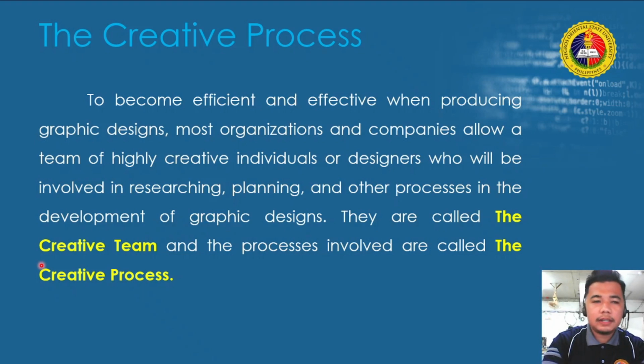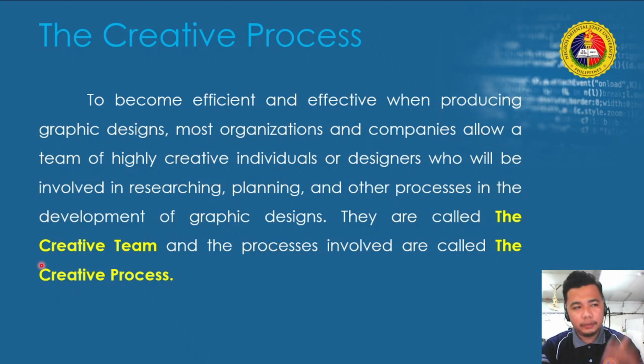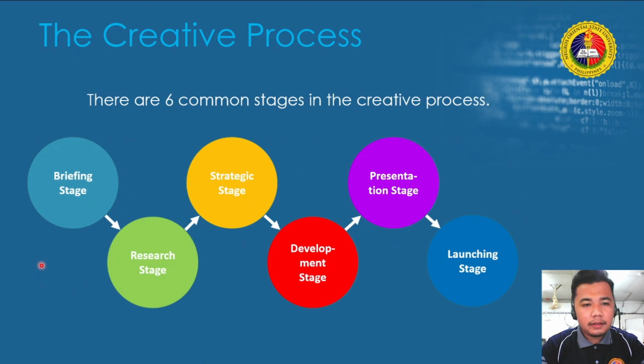Okay, so before a certain graphic design, let's say a poster or anything like that, will be released, there are some processes that need to be followed by the creative team before an actual design will be launched. And today we're going to discuss each of those stages, each of those processes, so that we will get the idea and be able to simulate it later on, how exactly a graphic design is produced. There are 6 common stages in the creative process.